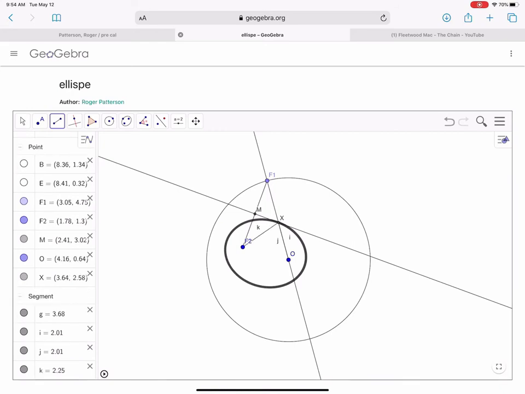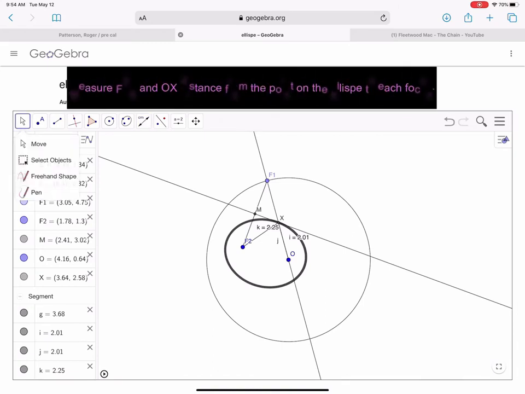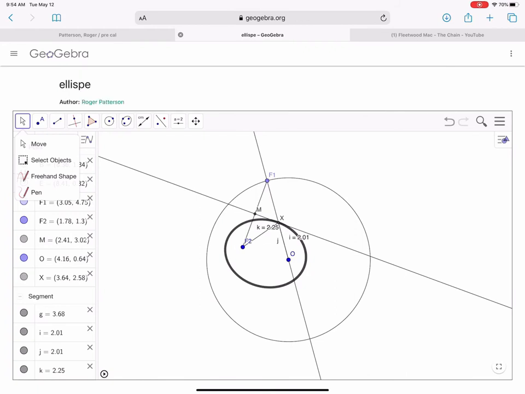And what I want to do is measure those 2 lengths. All right, so I got a length there at 2.02. I got a length there at 2.05. And then what I'm going to do is take and add those up.